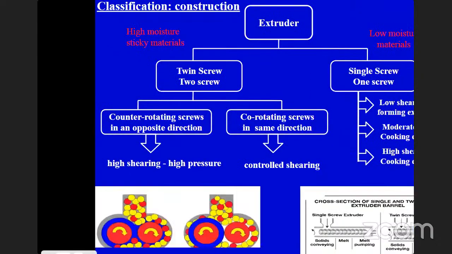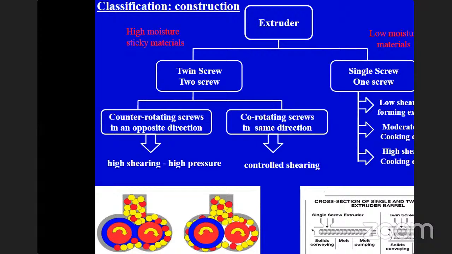Now, let's discuss different classifications of extruder and extrusion process. We have two types of classifications. The first one is according to the configuration of the extruder, and the second one is based on the operation mode. Coming to the first classification, which is according to the construction of extruder, there are two types of extruder. The first one is single screw, and the second type is twin screw.